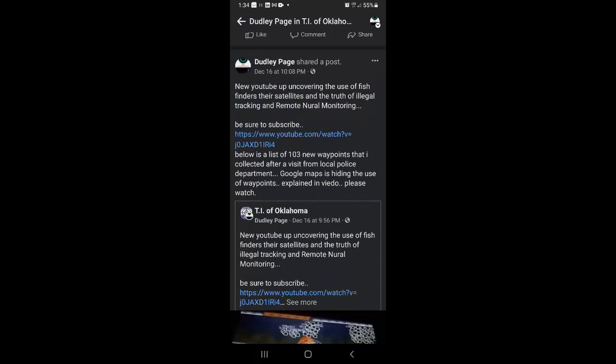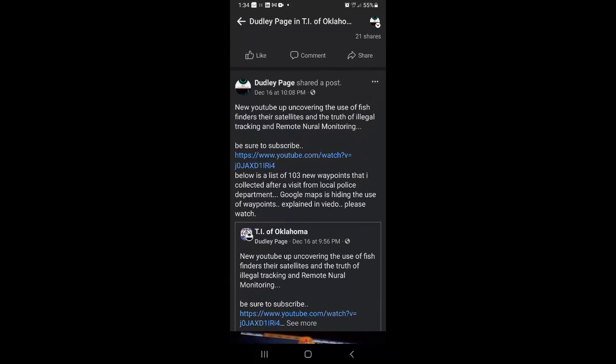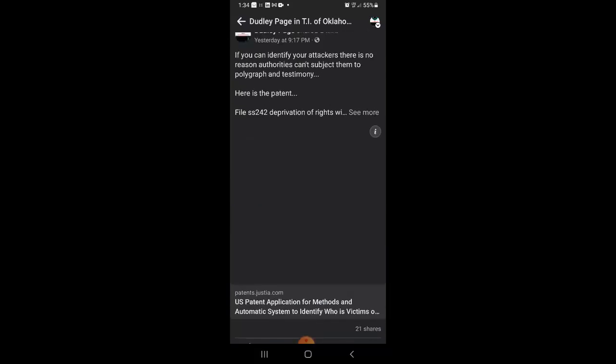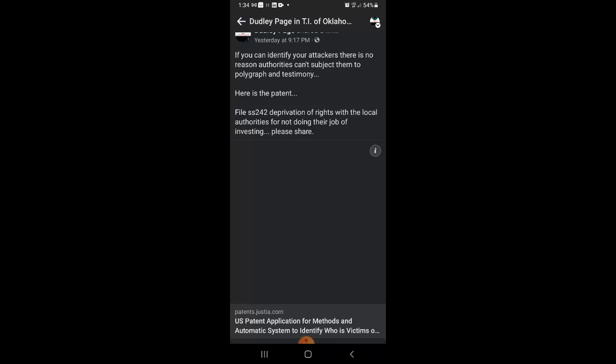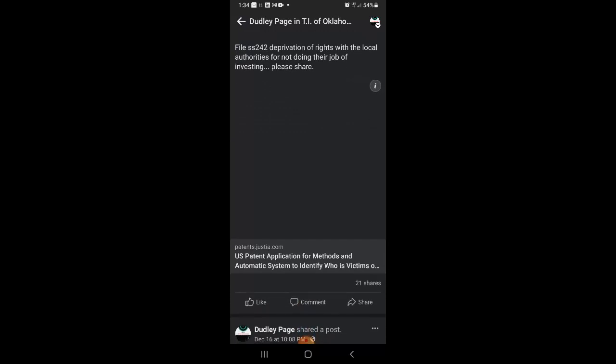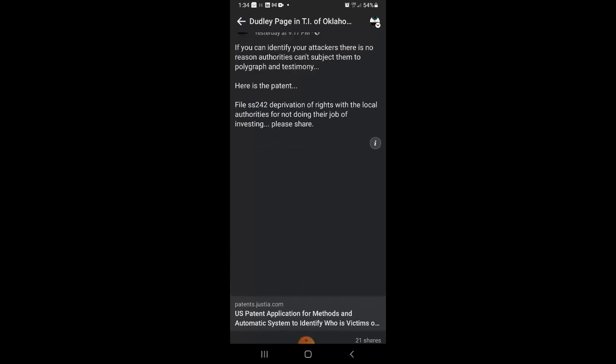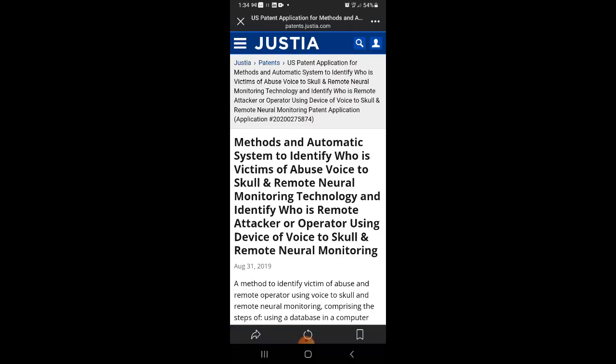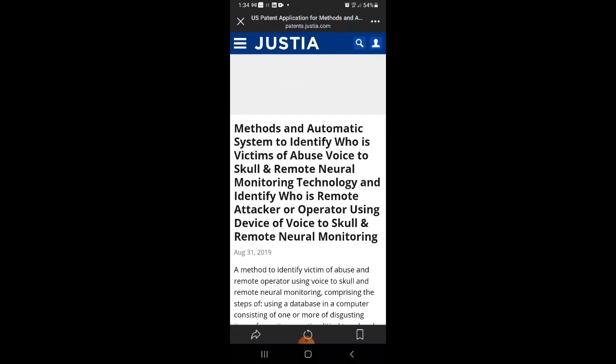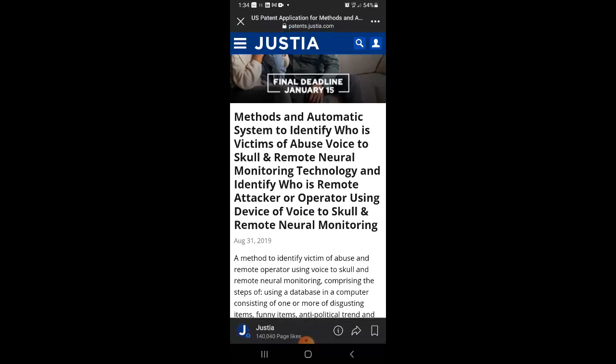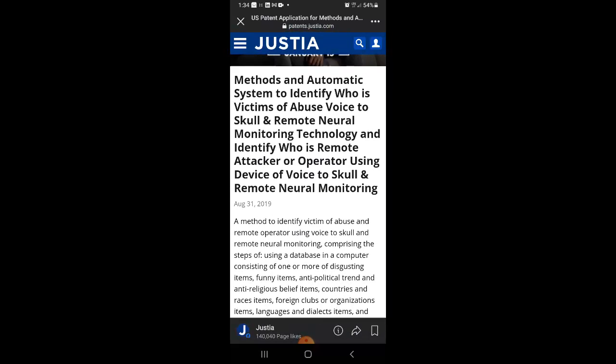There is information out there, and they're not investigating because they don't want to. The police are not doing their job, which is State Statute 242, deprivation of rights. There's also State Statute 241, which goes a little bit farther, and it's actually treason and conspiracy against rights. So I'm building my case, I'm collecting my evidence, and this is the way, if you know who your targeters are, this is the method they use to identify if that person is on remote neuro with you.